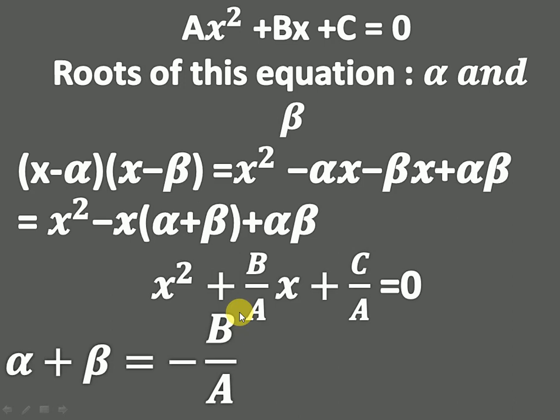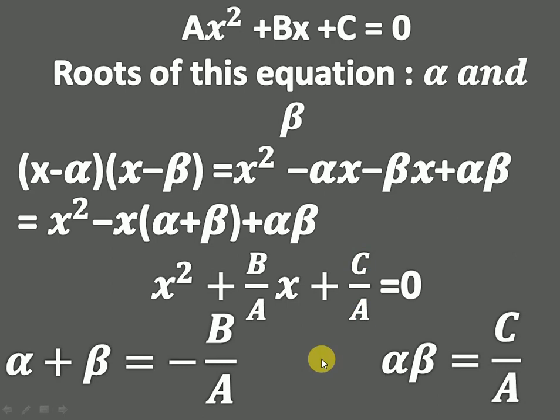Now, let's look at the constant term. In this equation, the constant term is alpha beta. However, in this equation, the constant term is c over a, leaving me to conclude the following. Alpha beta is actually the same as c over a.